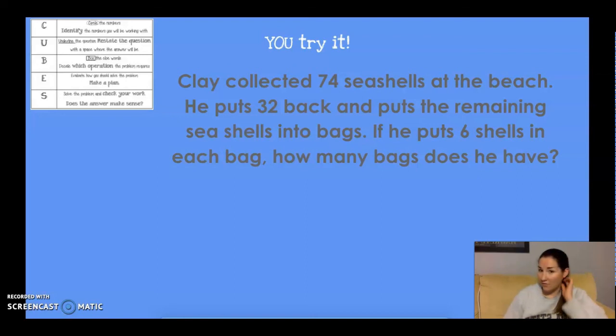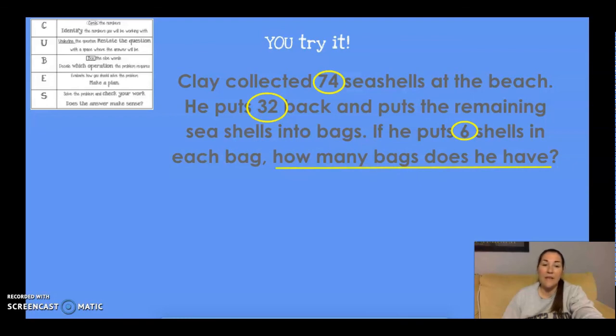Now that you've solved it on your own, let's look at what I did. So first, circling the numbers, I have 74, 32, and 6. I'm going to underline the question and restate it. How many bags does he have? So at the end, I need to figure out he has blank bags.